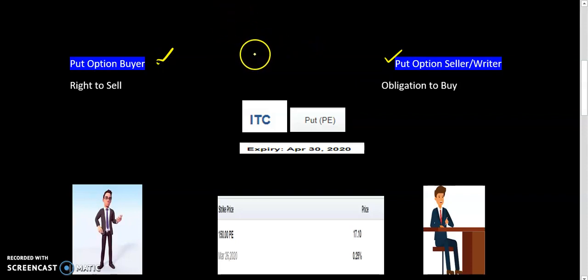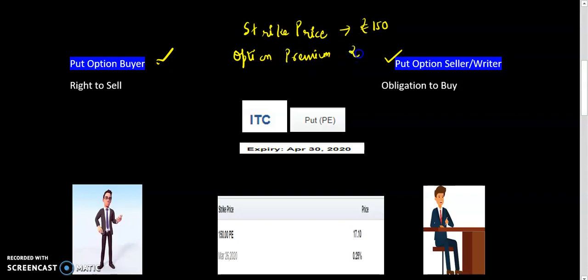Consider put option contract on ITC with strike price rupees 150 per share, option premium rupees 17 and expiry April 30, 2020.